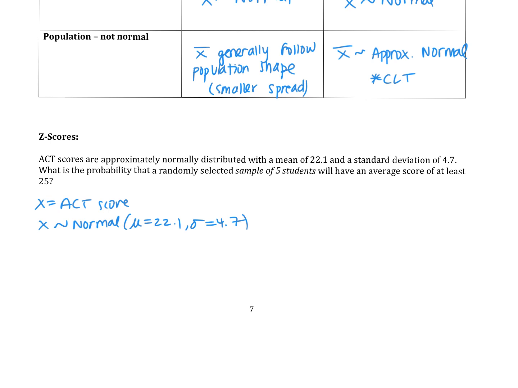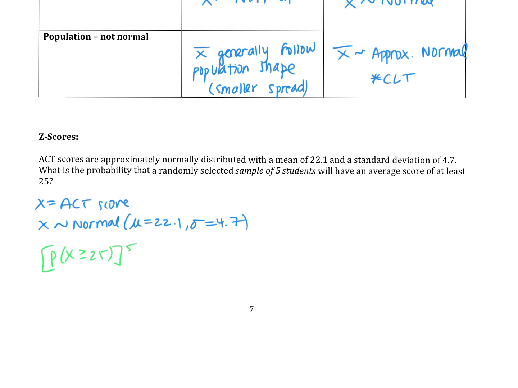Okay. This is the key part here, is writing the question in probability notation. So it says, what is the probability that a randomly selected sample of 5 students will have an average score of at least 25? So what a lot of people want to do is they want to say, I'm going to find the probability that one student has a score of at least 25. And then I'm going to raise that to the 5th power.